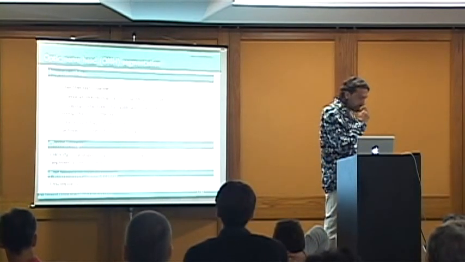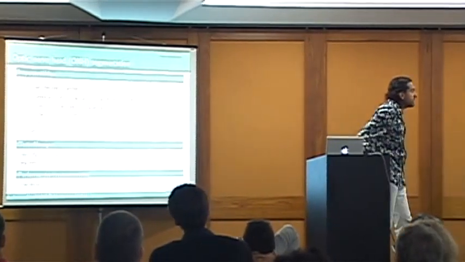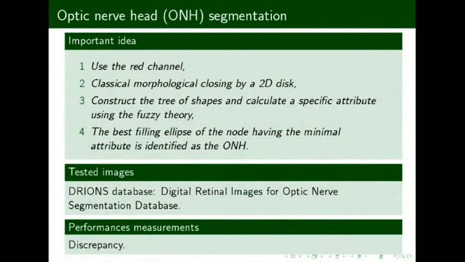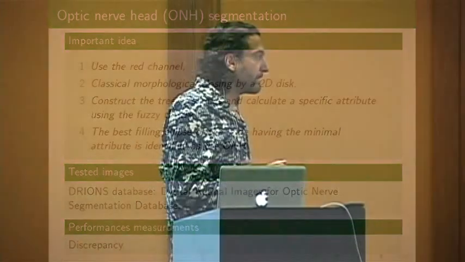Okay. Here is another example application, which is the optic nerve segmentation, the disc you find in the eye. This time we use the red channel because it's there that you find the information. A small closing by a disc, then the tree of shape with a specific attribute, and you just find the best fitting ellipse. It will give you the disc.